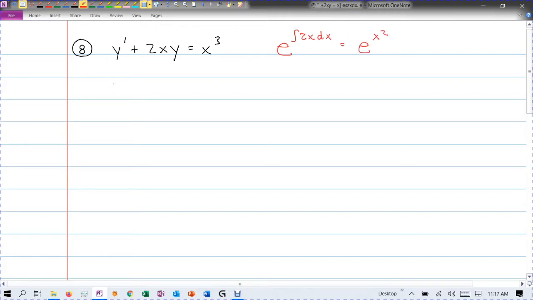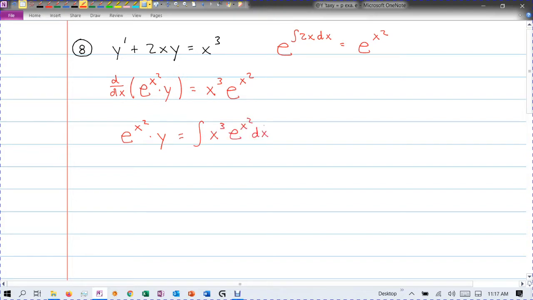Multiply both sides by that, so we know the left-hand side becomes d/dx of e^(x²) times y equals, now remember we multiplied both sides by e^(x²), so we have x³ times e^(x²). And now we integrate both sides. Left-hand side is e^(x²) times y equals the integral of x³ e^(x²) dx.